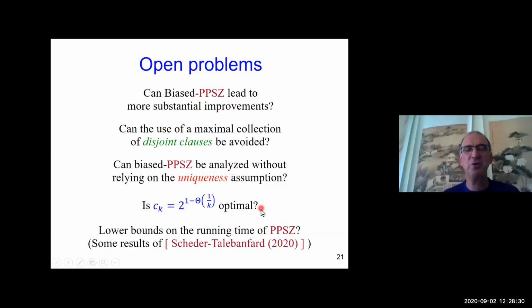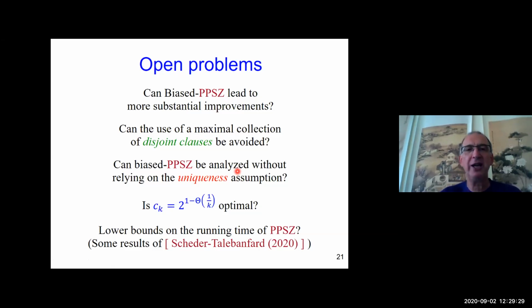Yeah. Okay. So there are many open problems. Can we get more substantial improvements? We hope so, but we also have some lower bounds to how much we can get, at least with the current ideas, without throwing in new ideas. What we don't particularly like is the use of the maximal collection of disjoint clauses. We also lose a bit in the analysis by using it. So the question is, can this be removed? Can we generalize Heracles' argument that PPSZ also works without the uniqueness assumption to our version of the algorithm? It seems that it should be possible, but there are some subtleties that we are not able to handle yet.